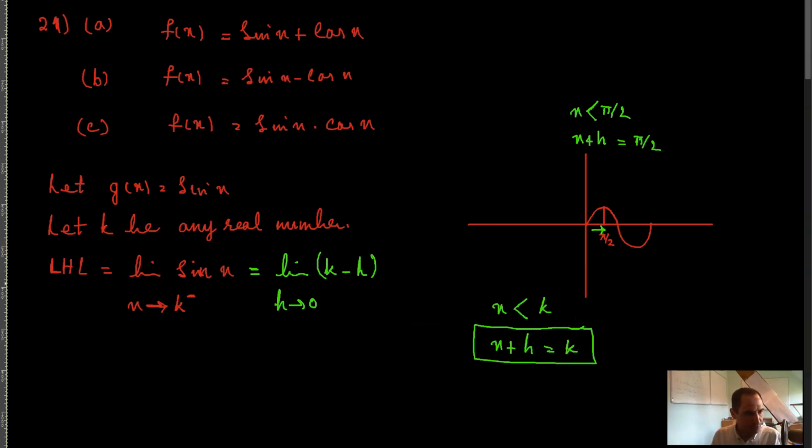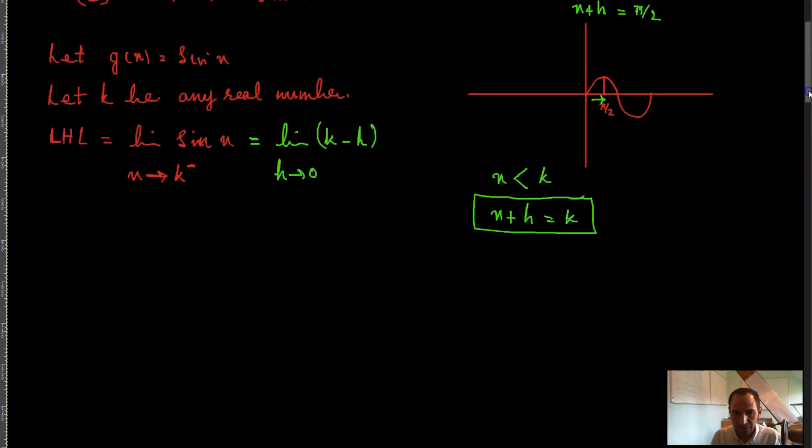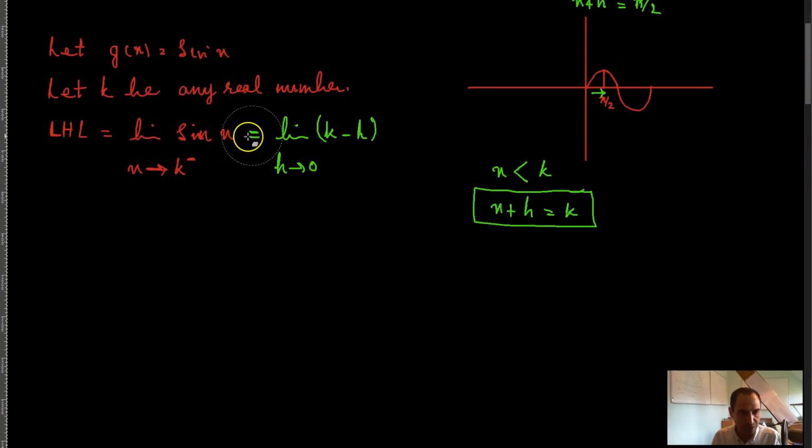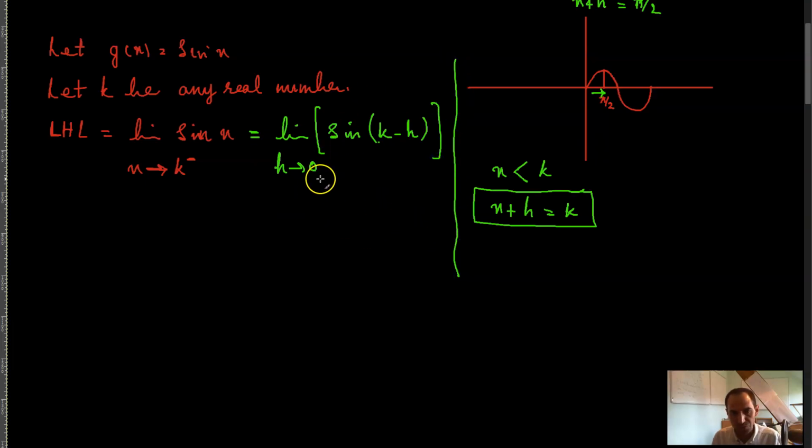So what that means is that then I can write this, and of course I have to write this as the sine of k minus h. So that is the limit of this. Now this limit we can simply calculate, meaning that first of all, you know that basically the sine of x minus y is equal to sine x cos y plus or minus cos x sine y, right?